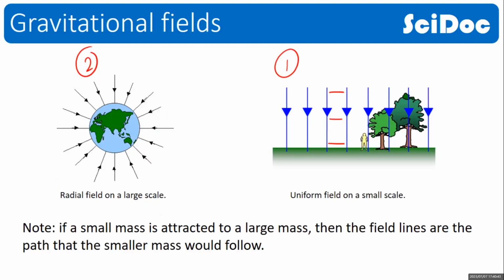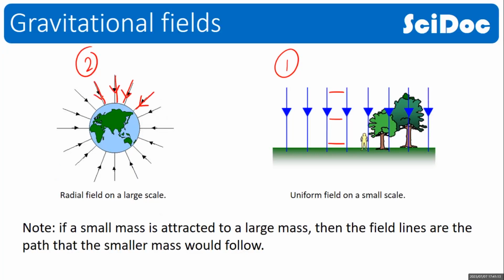But if we are looking at our earth from a far distance, for example, if we are sitting on a planet which is far away from the earth, we are going to see this second view of the earth, as you can see in diagram number 2. What you are going to see here is that the gravitational field lines are coming towards the earth's surface like this.